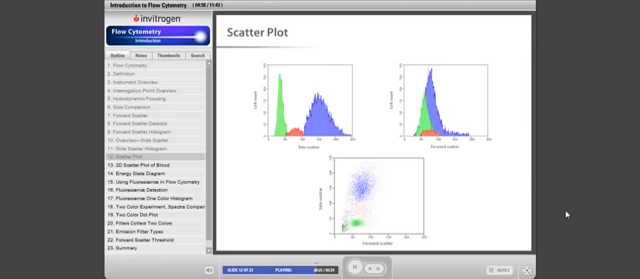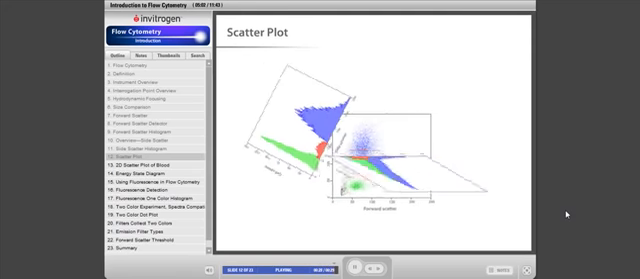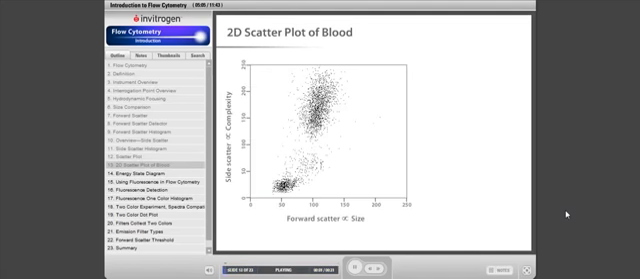You can see that the peaks from the forward and side scatter histograms correlate with the colored dots in the scatter plot. Now we can view the results obtained when we create a scatter plot using forward and side scatter data from a typical peripheral blood cell run.